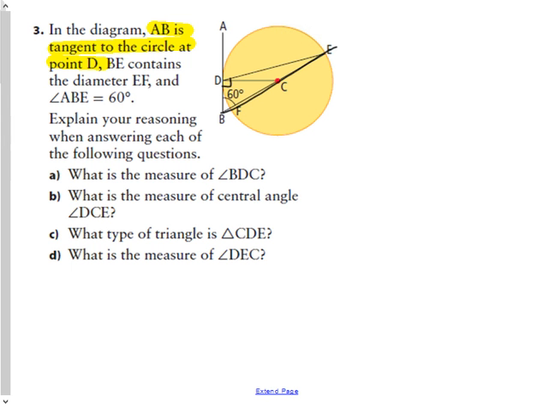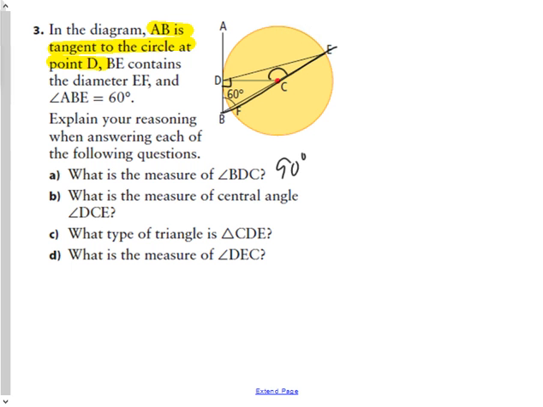So here's the following question. The first thing is, what is the measure of BDC? Like I said, because I highlighted it in yellow, it's 90 degrees because it is tangent. Question B says, what is the measure of the central angle DCE? So DCE, what is the measure of this angle?